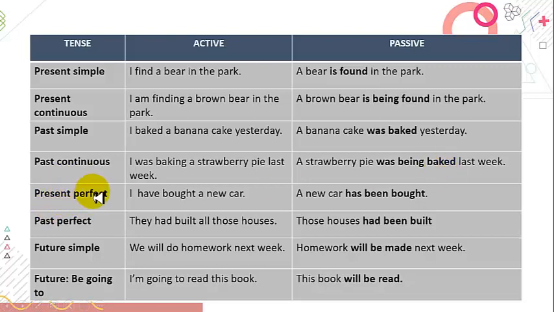In present perfect. I have bought a new car. Notice that the subject here is I, and then a new car has been bought. Here we use this form of the auxiliary have according to this, okay? A new car has been bought. So the person is not important.